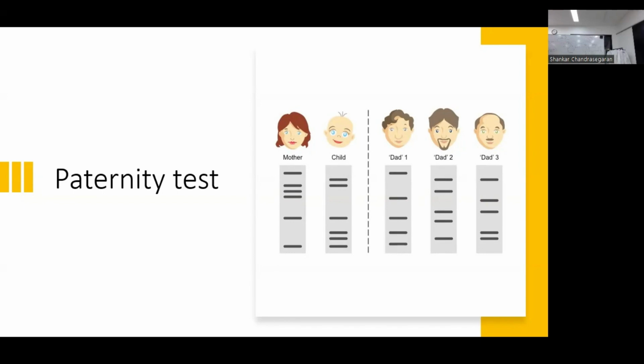The one that is the most matching is dad number 3. He has both bands, which are accounted for in the child. So the most likely result is dad 3. Remember, this is a very small sample size.